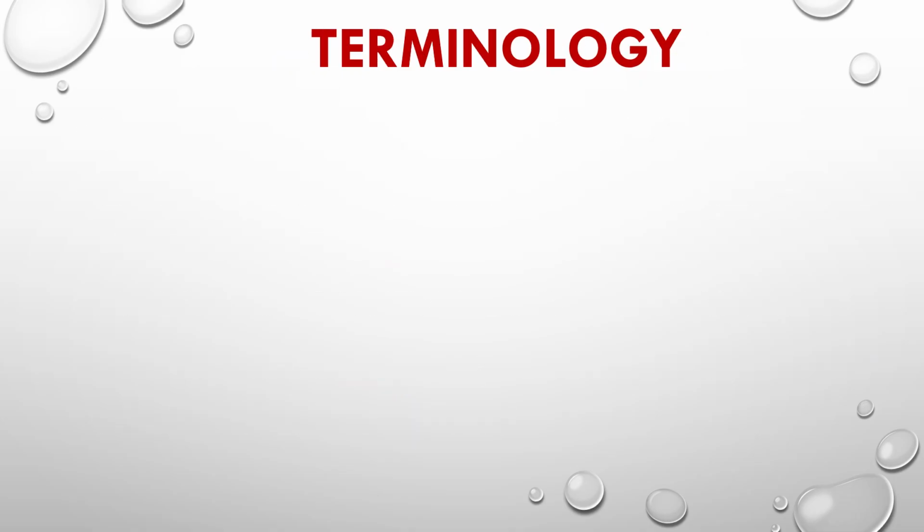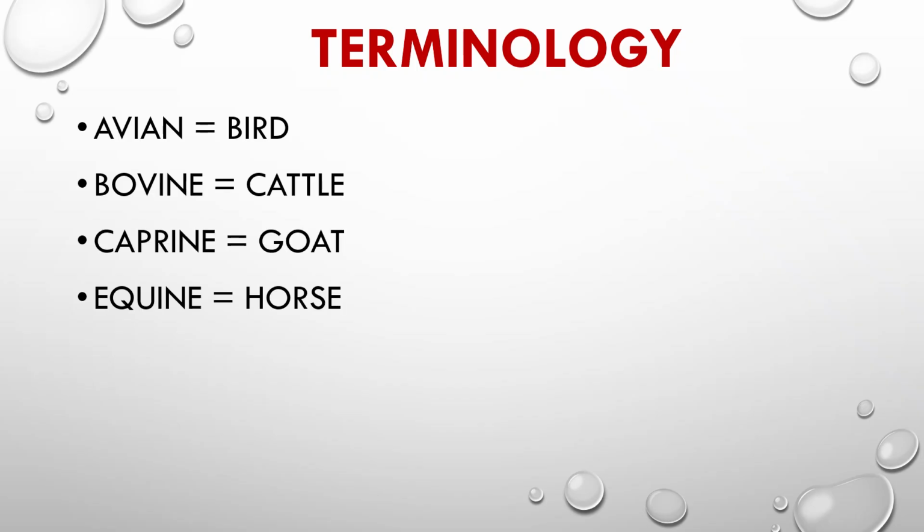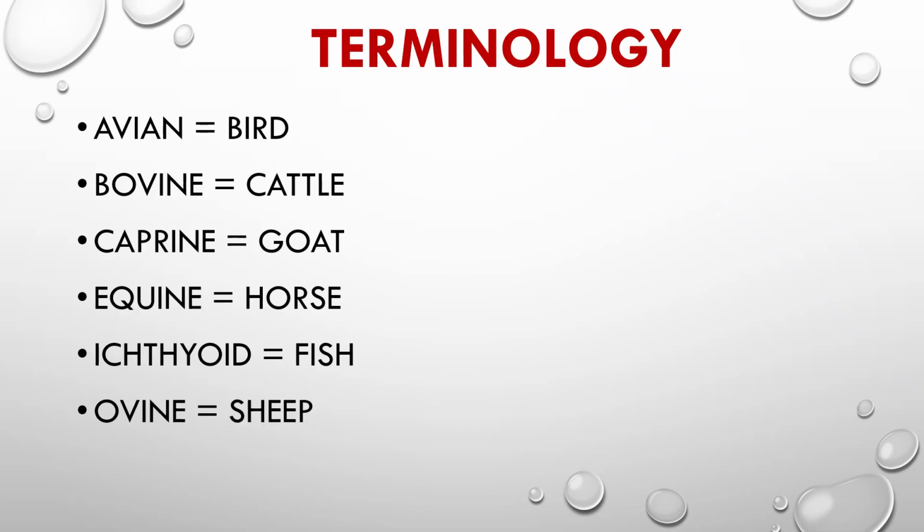Some of the terminology that goes along with our animals is where it's coming from. So what kind of animal? If it's being taken from a bird, it's called avian. Bovine is the term we use for anything taken from cattle or cows. Caprine is from goats. Equine, probably one you're familiar with, horses. Ichthoid, maybe not one you're as familiar with, is fish. Ovine is sheep, and porcine is pig.